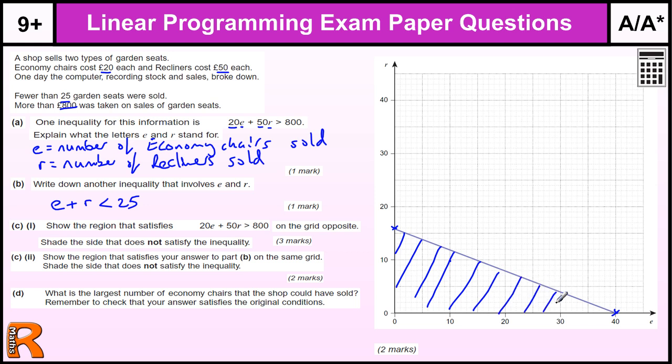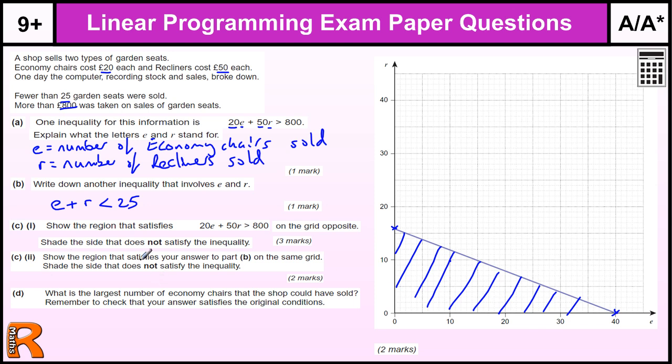Now those 3 marks are gained by 2 for drawing the line. You get 1 if you don't draw the line in the right place, but you get one of the axis intercepts, so either 16 or 40 correct, you get 1 mark for each of those. So essentially if you get them both and draw the line, that's 2 marks. And then you get 1 mark for shading out this side.